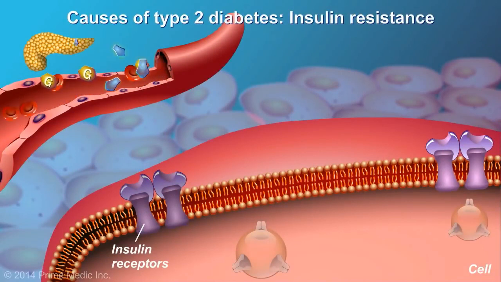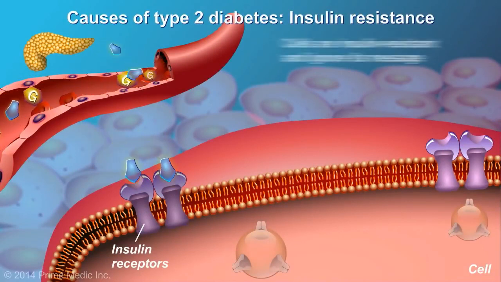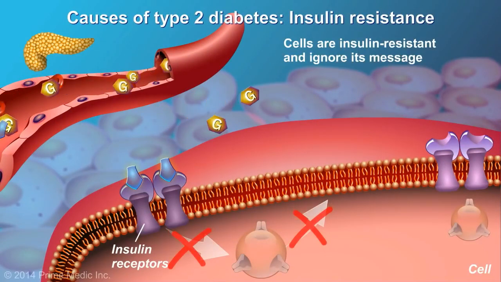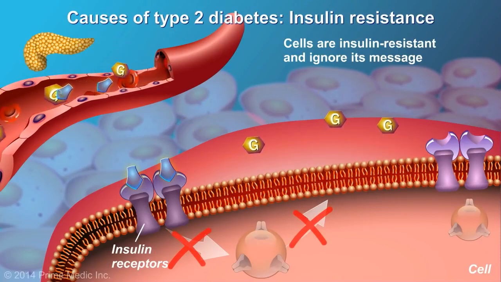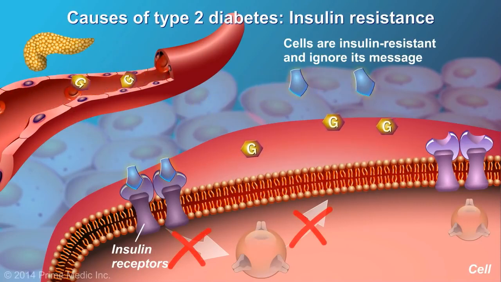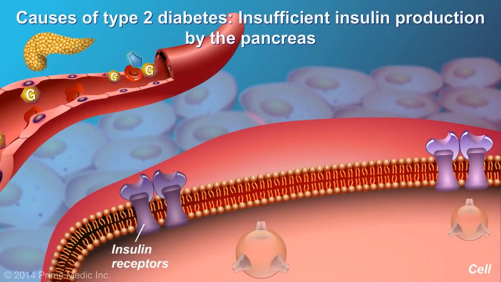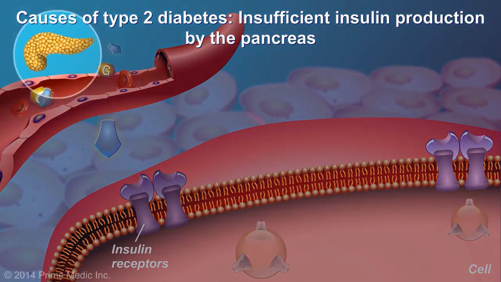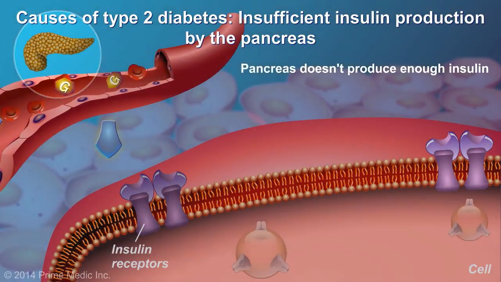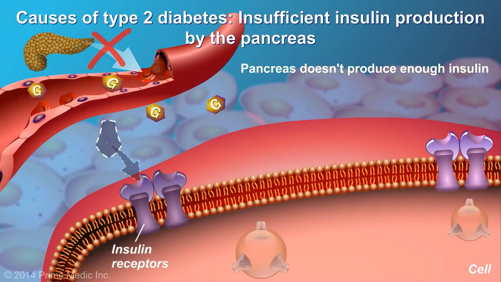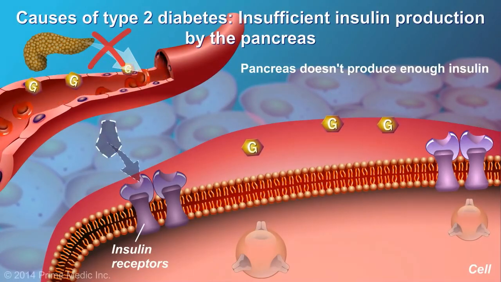In type 2 diabetes, the cells become resistant to insulin and ignore its message to absorb glucose. This is known as insulin resistance. In addition, in type 2 diabetes, the pancreas is unable to produce the greater amounts of insulin needed to trigger these resistant cells to take in glucose from the bloodstream.